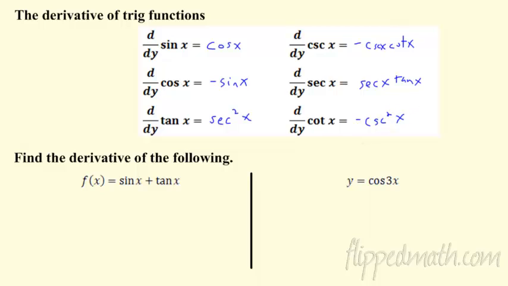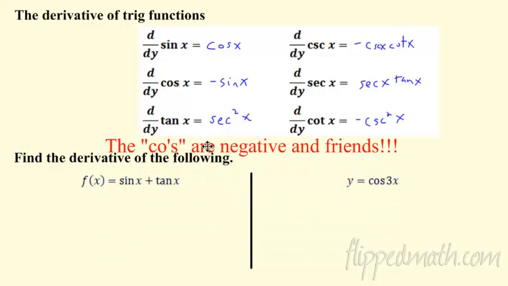So this is kind of weird, but a couple things to help you remember this. I like to think about this. The co's are all negative, so all your cosines. If you look at cosine, it's a negative sine. If you look at cosecant, it's negative. If you look at cotangent, it's negative. So all the things that start with co are negative, and I like to think they're kind of friends. Cotangent is going to make a cosecant. Cosecant is going to make cosecant cotangent.